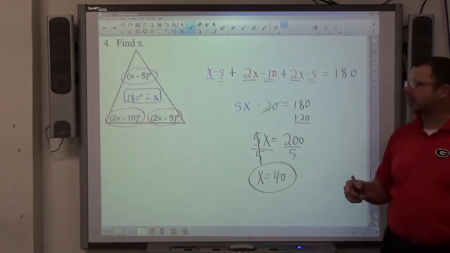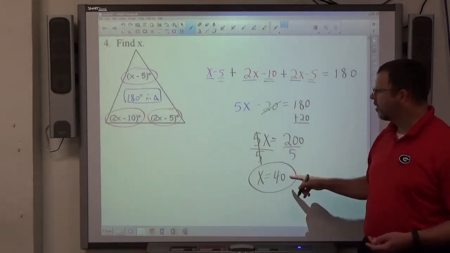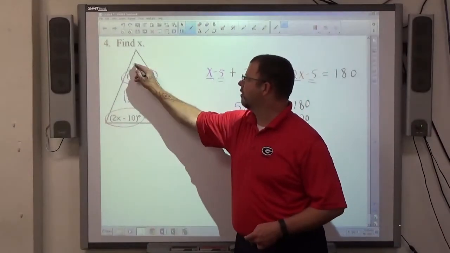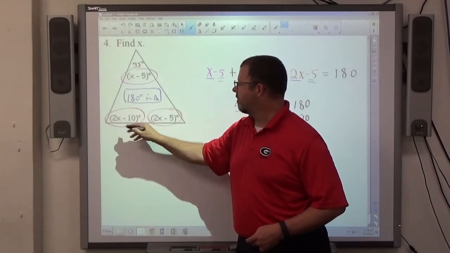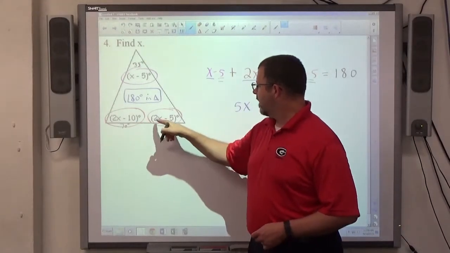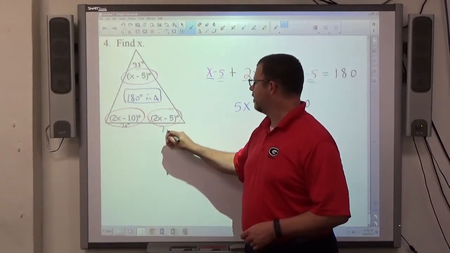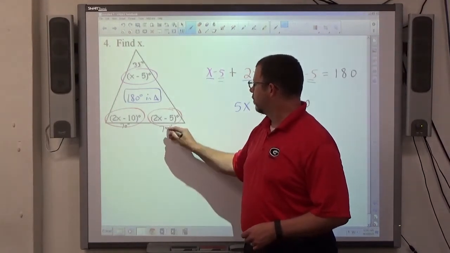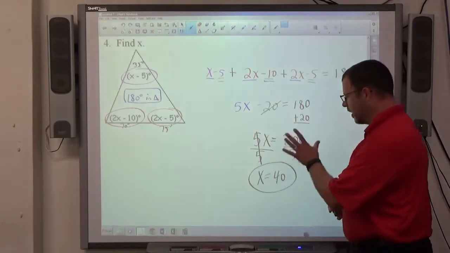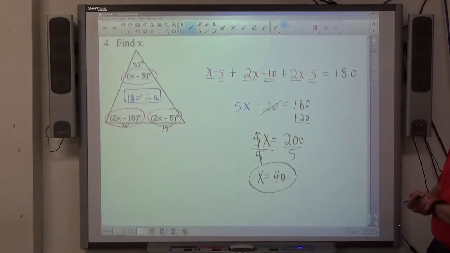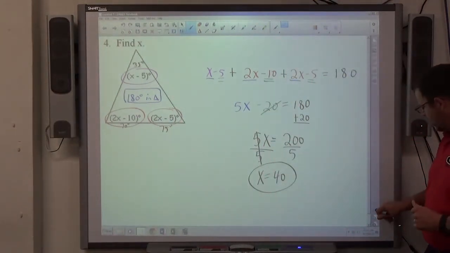The other thing they might have asked for is how big is each angle. In which case, come back here, 40 minus 5 is 35. 80 minus 10 is 70. 80 minus 5 is 75. So we could have found exactly how big each angle is, but again, the test is only asking us for what x equals, so finally get that.